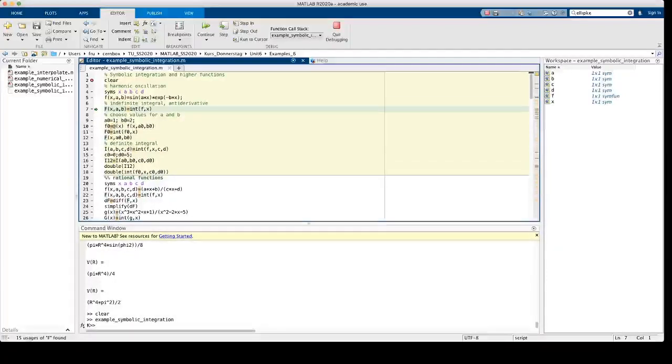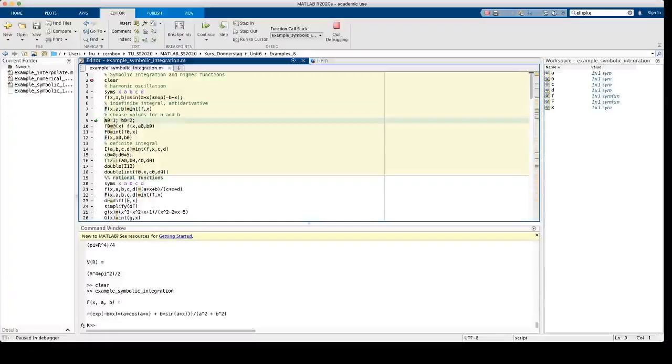We can now compute the indefinite integral or the antiderivative of this function by invoking the Matlab function int. Int has 2 arguments. The first one is the symbolic function to be integrated, and the second one is the integration variable, in this case x. You can see the form of capital F in the command window.